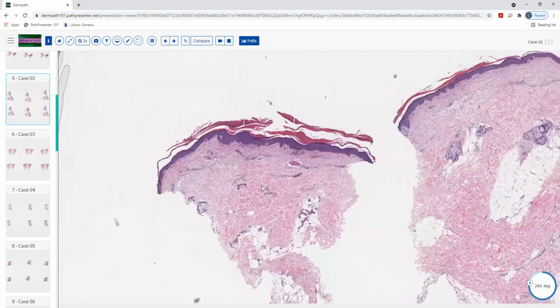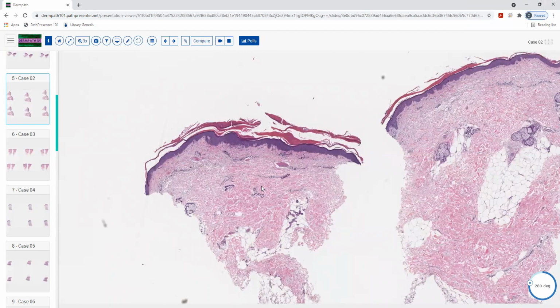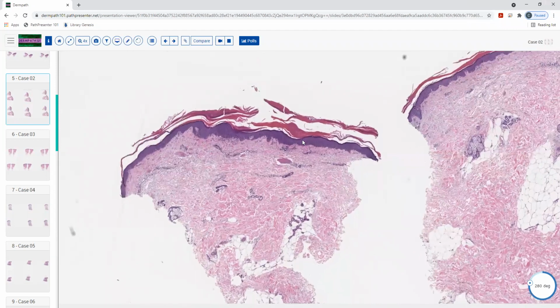Dr. Cockerell, can you hear me? I sure can. You sound loud and clear. Okay, awesome. This is Suzanne. So here we have a punch, and from this power, there's a little bit of perivascular inflammation. I'd be leaning more towards inflammatory at this time.